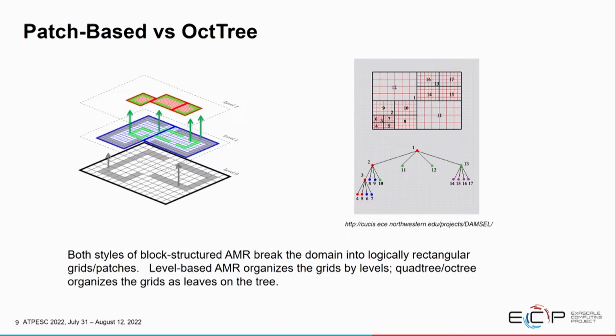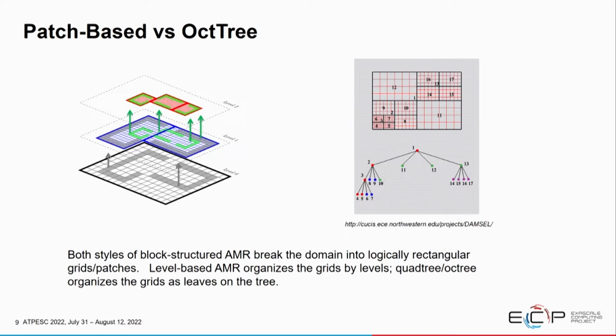This is what I was talking about with patch-based versus oct-tree. Again, on the left is an AMReX style grid. On the right is this quad-tree, oct-tree. You can loop over things differently because there you know that if you're going to update grid 7, grid 7 itself doesn't cover the coarse grid under it, but you know that the rest of that coarse grid is refined.